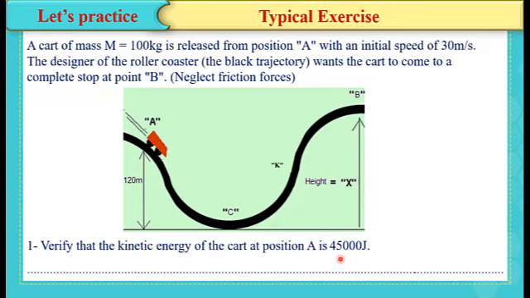Okay, let's calculate the kinetic energy. The kinetic energy equals half mass multiplied by speed to the power 2. So we have half multiplied by 100 kilograms multiplied by 30 meters per second to the power 2. So the answer will be 45,000 joules.